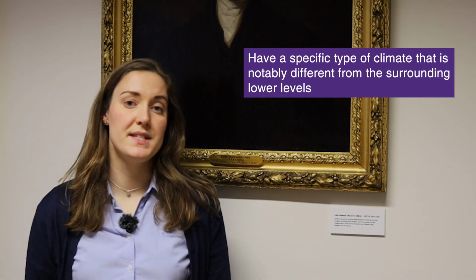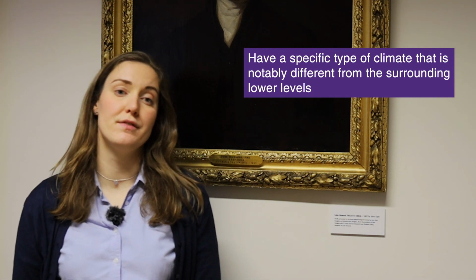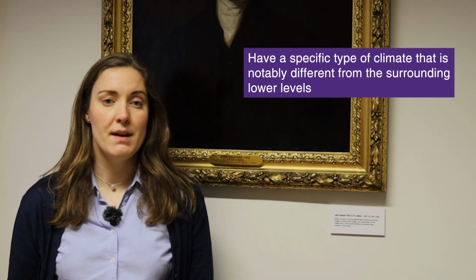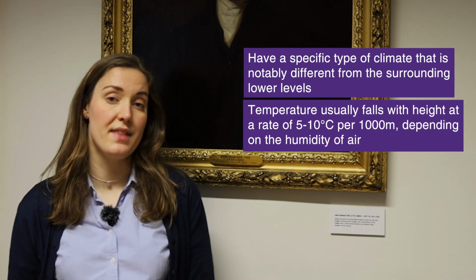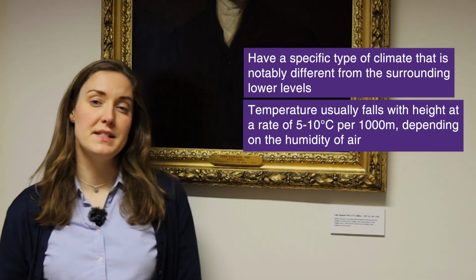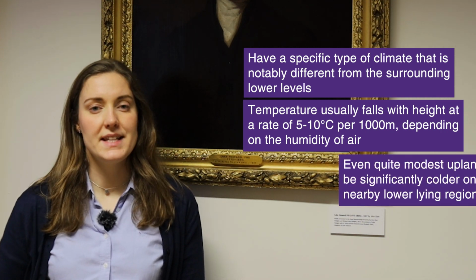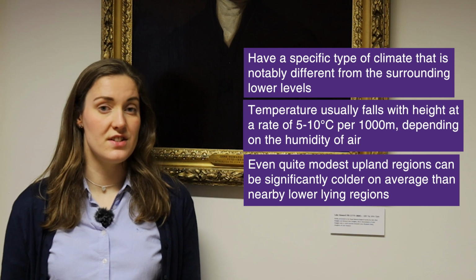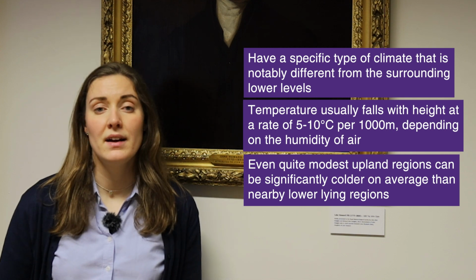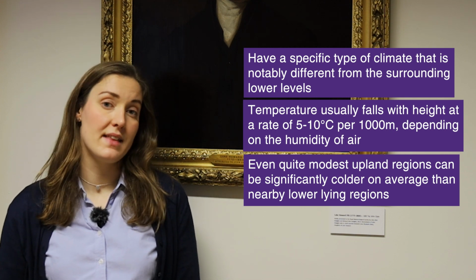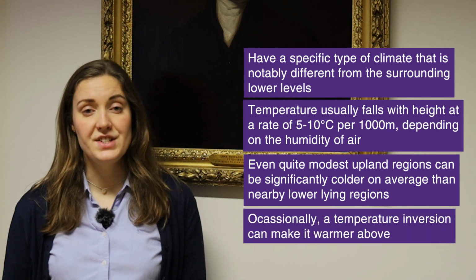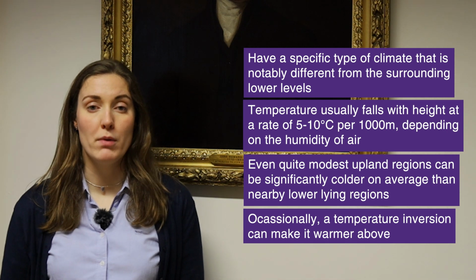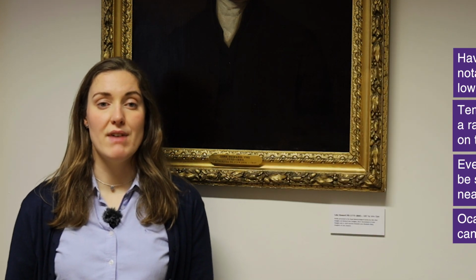Upland areas have a specific type of climate that is notably different from the surrounding lower levels. Temperature usually falls with height at a rate of between 5 and 10 degrees Celsius per 1,000 metres, depending on the humidity of the air. This means that even quite modest upland regions, such as the Cotswolds, can be significantly colder on average than somewhere like the nearby Severn Valley in Gloucestershire. Occasionally, a temperature inversion can make it warmer above, but such conditions rarely last for long.